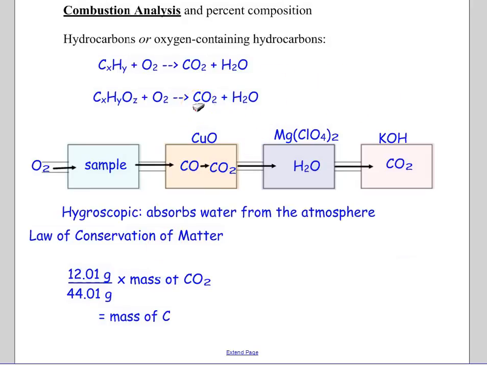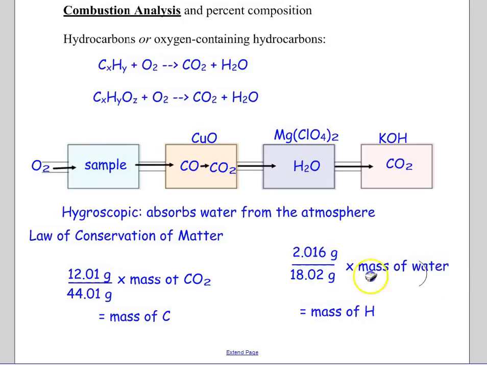Each CO2 has one carbon, which has 12.01 grams per mole. All CO2 has a molar mass of 44.01 grams per mole. So that percent times the mass of CO2 given in our problem tells us the grams of carbon in CO2. Law of conservation of matter says it's also the grams of carbon in our original compound. We can do something similar to get the amount of hydrogen in our original compound.